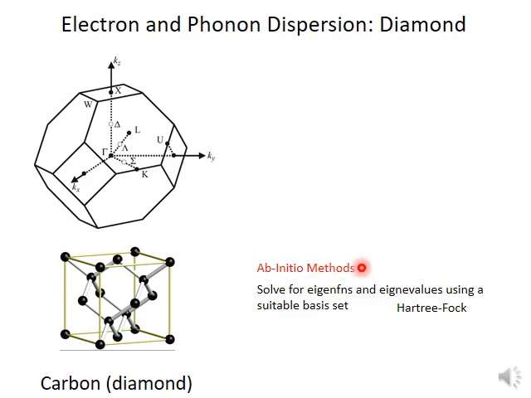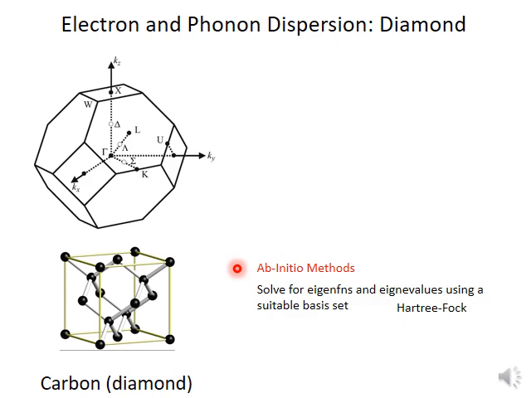A couple of important methods which are used are a collection of different methods called ab initio methods. In ab initio methods, you solve the eigenvalue equations, selecting a suitable basis set. For example, to find the phonon dispersion, you can solve the ab initio method for atomic displacements by choosing a suitable set of atomic displacements in a unit cell, and solve for the whole solid.